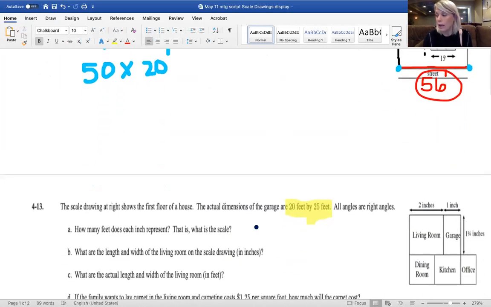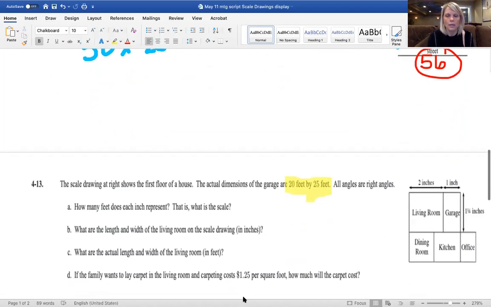Now, on your homework that's due next week, you have one drawing that you sort of have to estimate a little bit. So it's going to be similar to this. Let's look at this one now. Now this one's a little bit different. This is in your book.